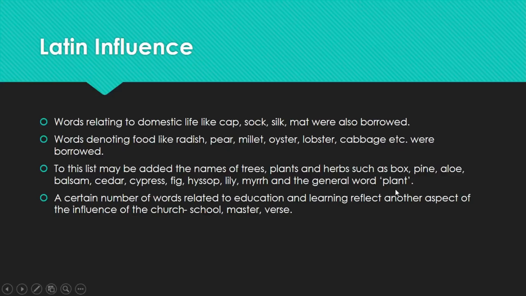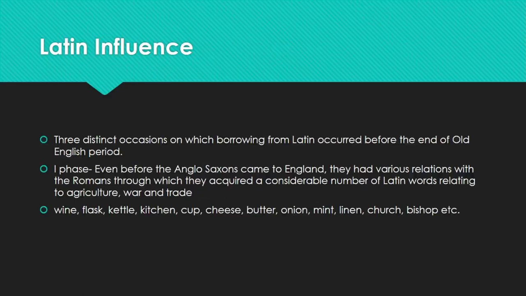And then there were a certain number of words related to education and learning, because a lot of learning was done due to the influence of the church. Words borrowed from Latin for that reason were school, master, verse, etc. So we have come to the end of Latin influence. As I mentioned, there were three different occasions on which borrowing from Latin into Old English was made possible before the end of the Old English period.